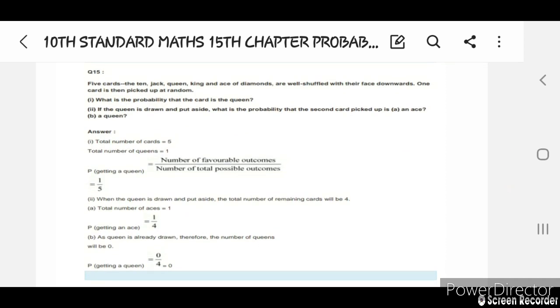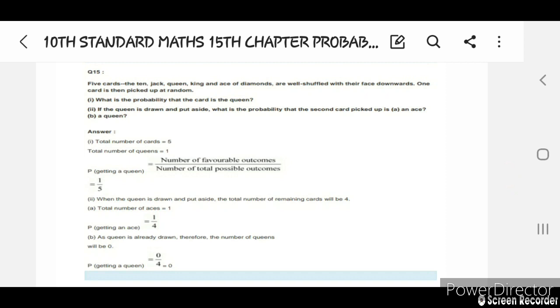Next question is, cards that are 10, Jack, Queen, King and Ace of diamond are well shuffled with their face downward. One card is picked up at random. What is the probability that the card is the Queen? The total number of cards present is 5: 10, Jack, Queen, King and Ace of diamond. In that, one is taken, so therefore 1 by 5 is the probability for the first question.